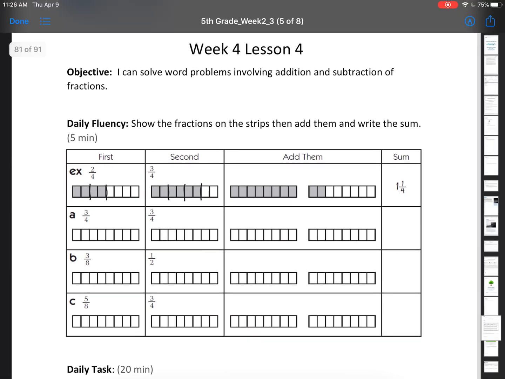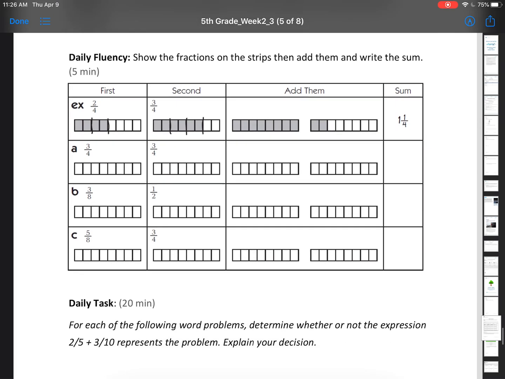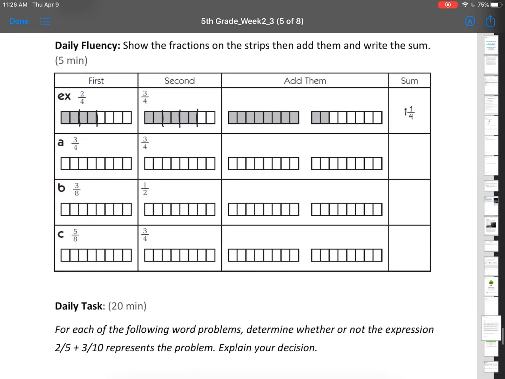So our objective for today is I can solve word problems involving addition and subtraction of fractions. All right, so for our fluency today, we're going to show the fractions on the strips and then add them and write the sum.